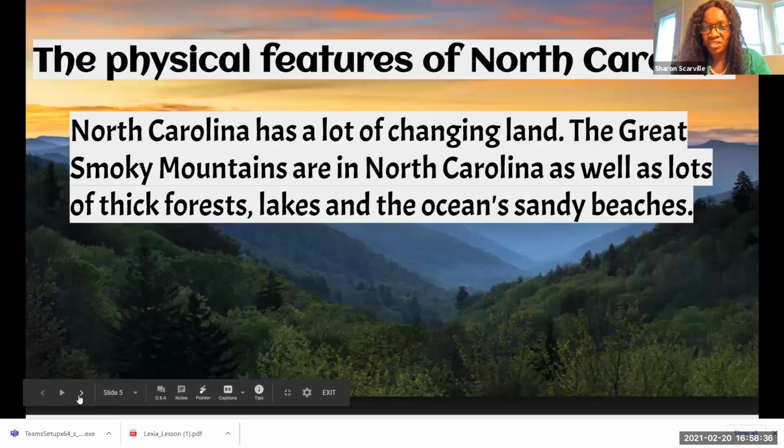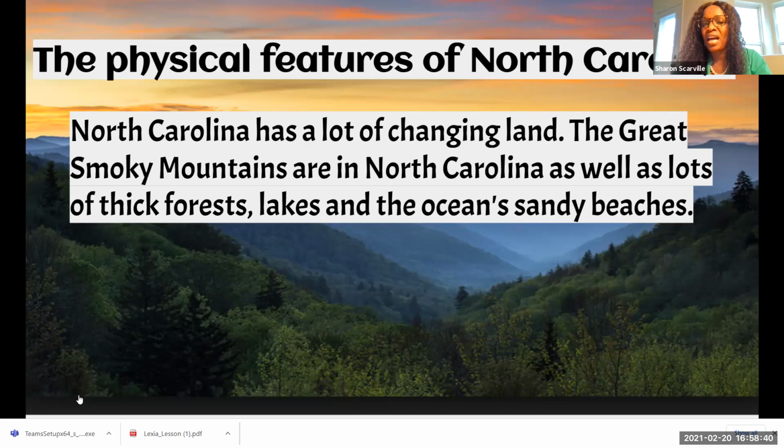Some physical features of North Carolina. North Carolina has a lot of changing land. The Great Smoky Mountains are in North Carolina, as well as a lot of thick forests, lakes, and sandy beaches.